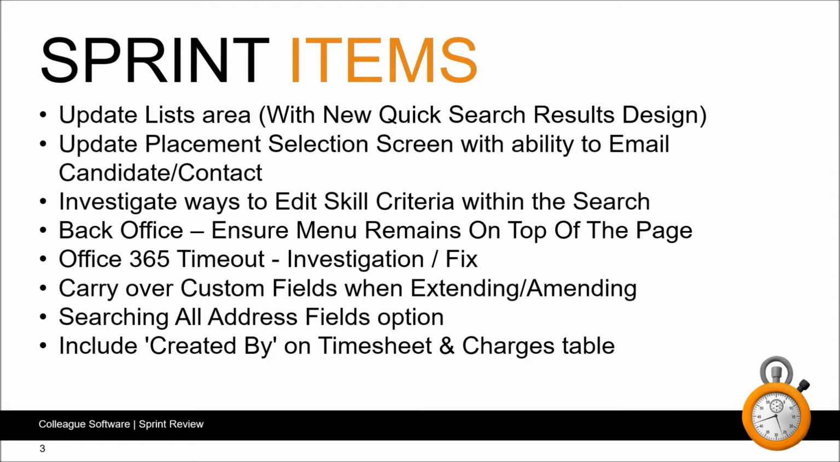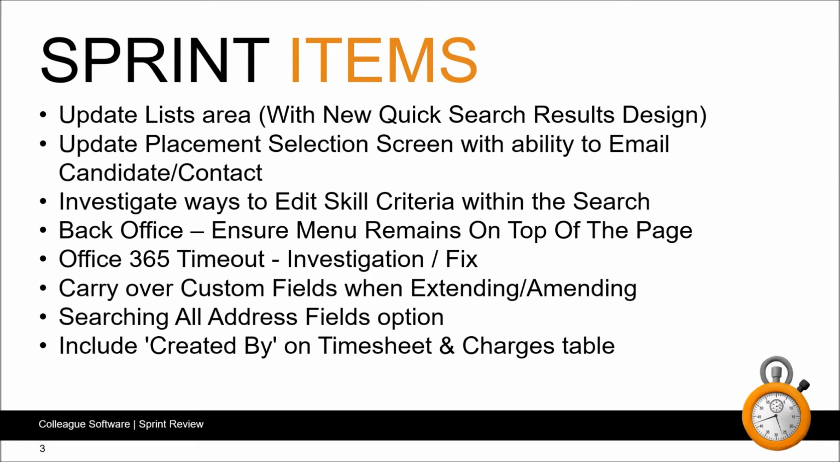Looking at the high-level items and to explain further, in this sprint we were able to update the lists area, so this displays records similar to the quick search, with the ability to specify the fields that you see, with the option to click on links to generate an email, telephone call, or open a web address. We've updated the placement selection screen with the ability to individually or in bulk email candidates or contacts associated with the placements. We've been investigating ways to edit skill criteria within the search, and a solution to this has been established, which we'll undertake over the coming months.